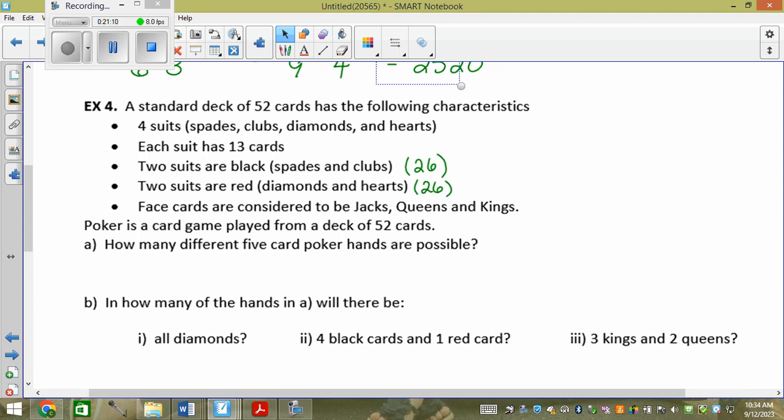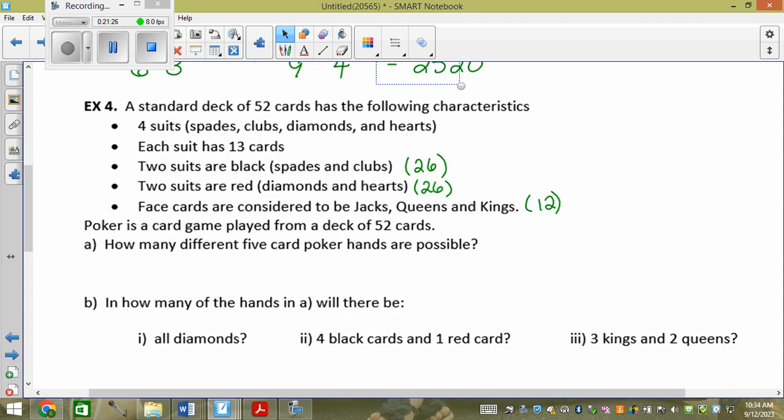Face cards are considered jacks, queens, and kings. So you have a jack, a queen, and a king of all of the suits. If there's 4 suits and you have a jack, queen, and king of each, that means you have 12 face cards, right? 4 times 3. So there are a total of 12 face cards, if they talk about face cards.